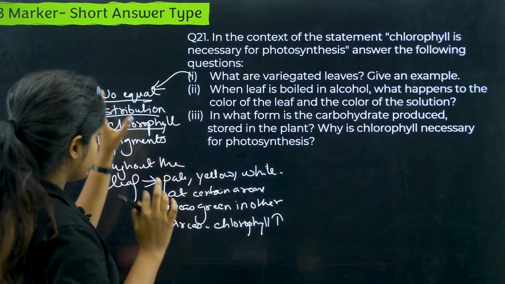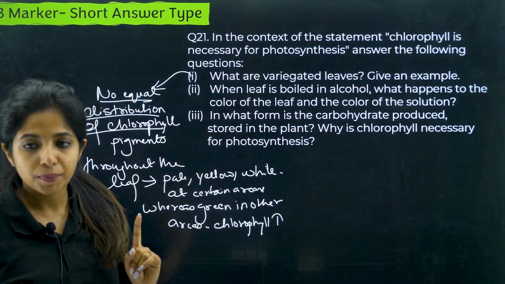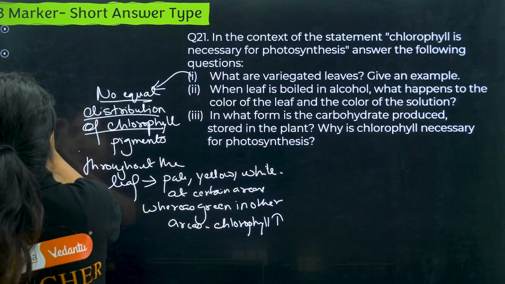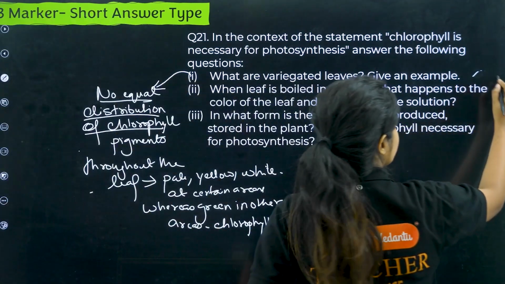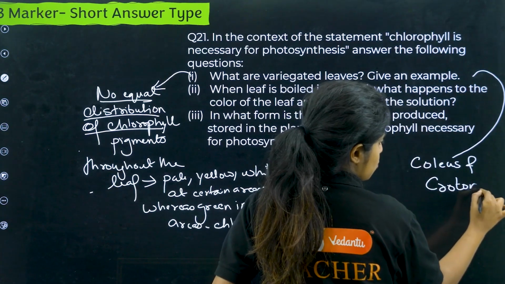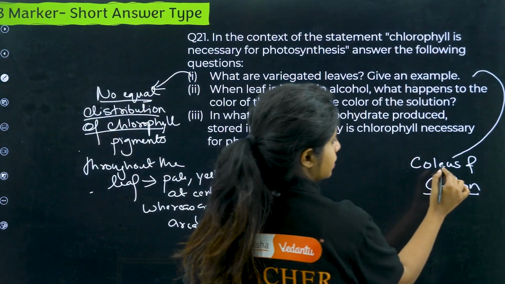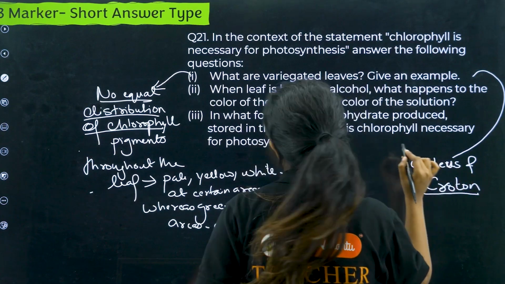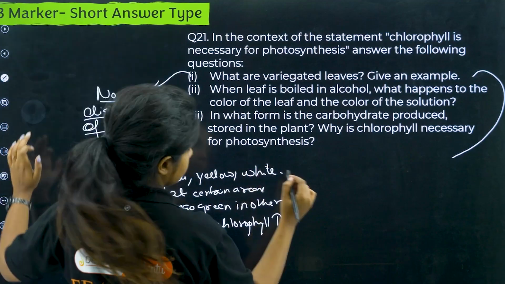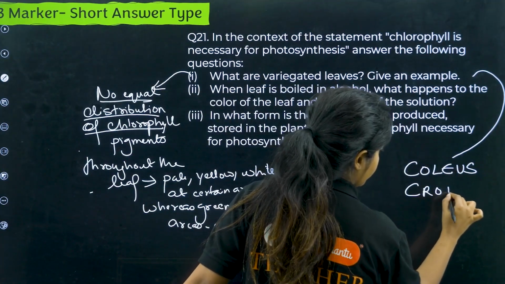Okay, so we were talking about that. So we understood what variegated leaves are, and I know that you will be able to answer it now. Now give an example. For variegated leaves, the commonest example that we always study is coleus and croton. Please remember these examples, okay? We have coleus and we have croton. C-O-L-E-U-S, I will write it properly. Coleus and you have croton.